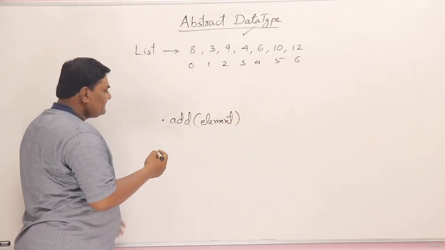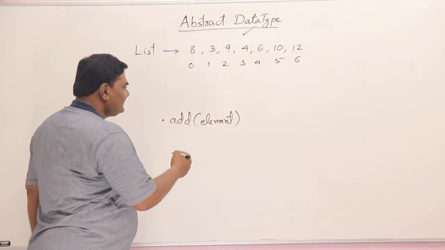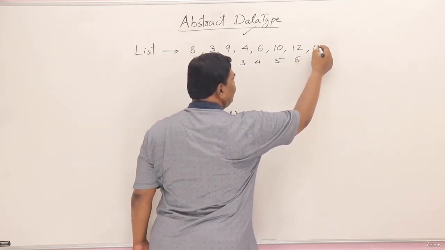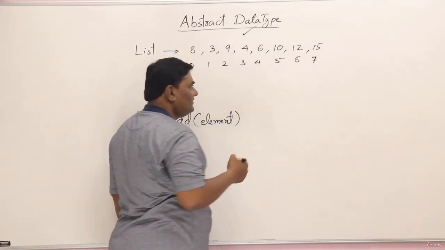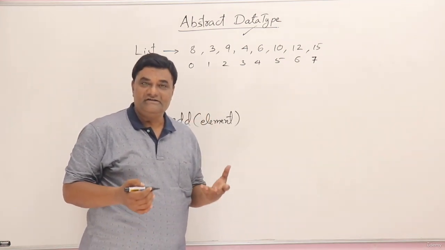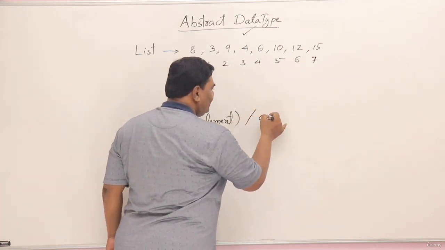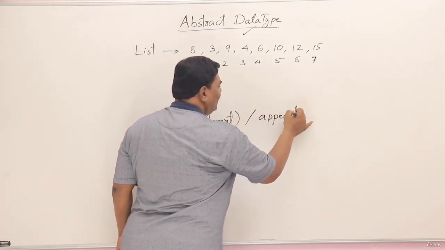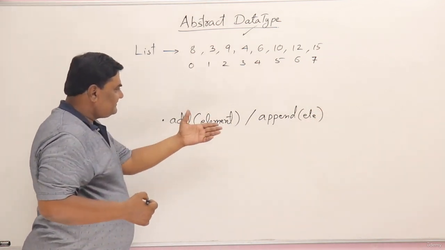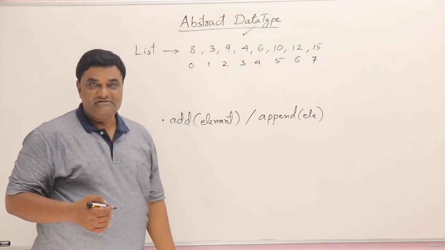Adding an element means that I want to add something to the end of a list. Suppose I want to add 15. So 15 should be added here at index 7. So add means adding an element to the end of a list. This is the meaning that we can take. And this add can also be called append. Append an element, I'll write in short, ELE for an element. So this also means adding some element at the end of a list.